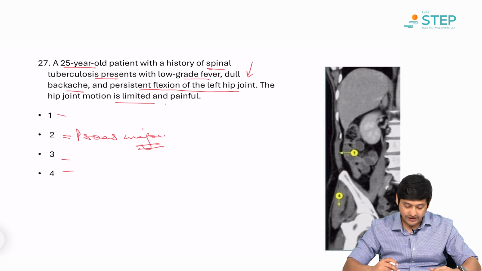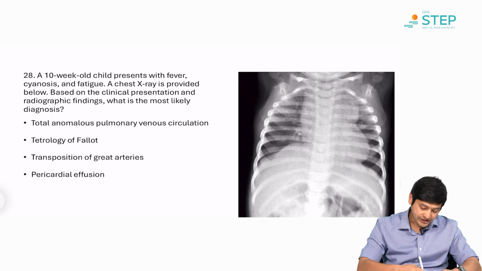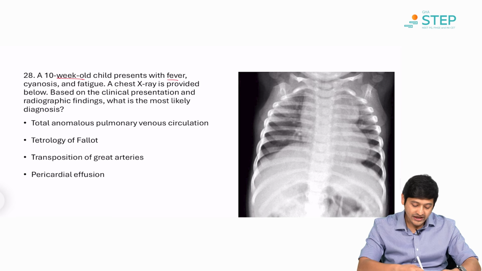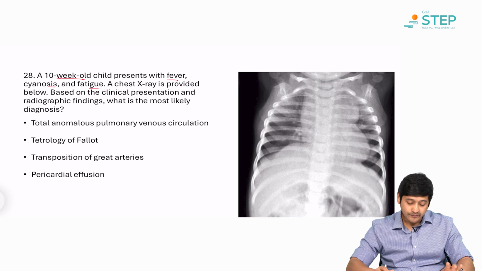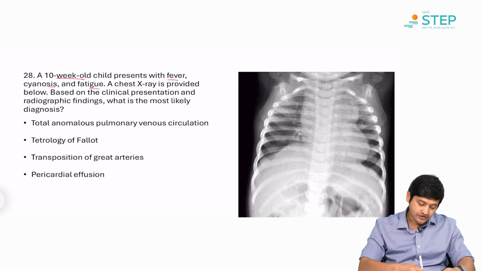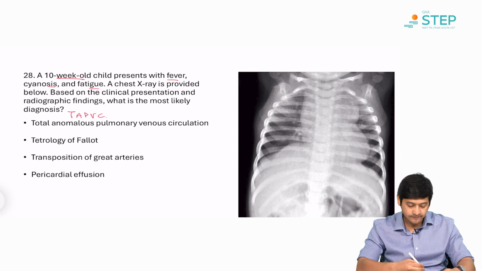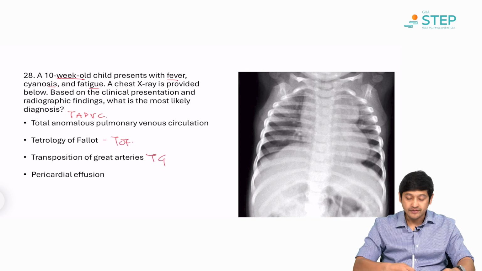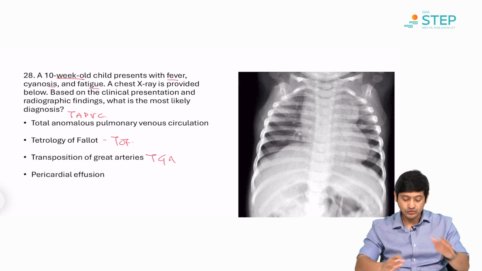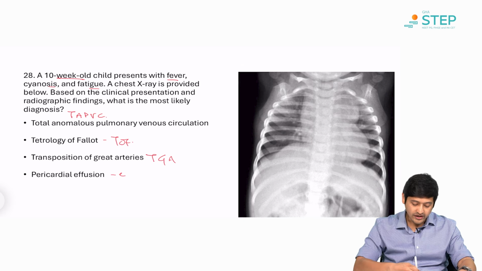All right. So in a 10-week-old child with fever, cyanosis and fatigue, a chest X-ray has been performed and given to you. Based on the clinical presentation and findings, what is the most likely diagnosis? Are you looking at a TAPVC, total anomalous pulmonary venous communication or circulation? Are you looking at TOF, tetralogy of Fallot? Is this a TGA? Are the great arteries transposed, or are you looking at a pericardial effusion?